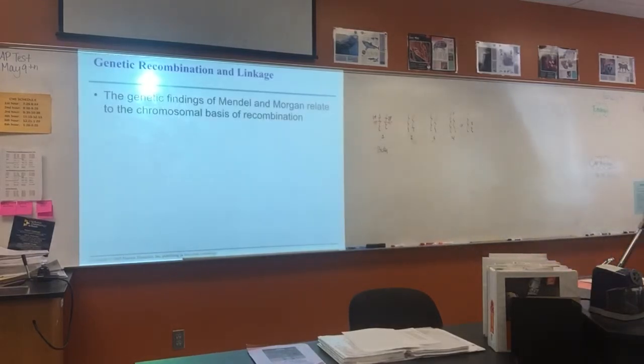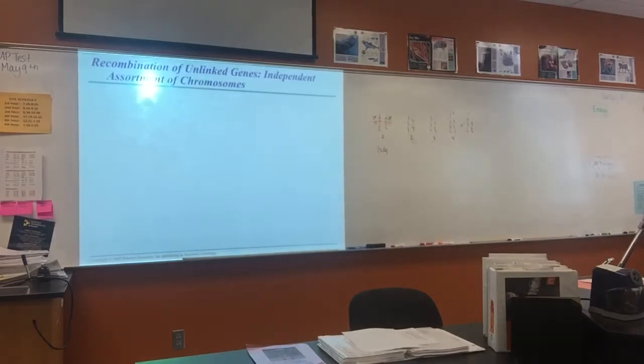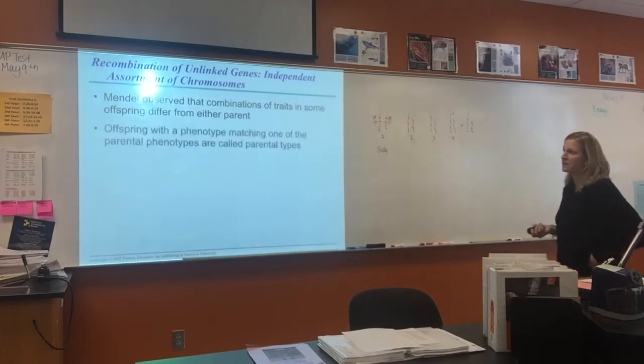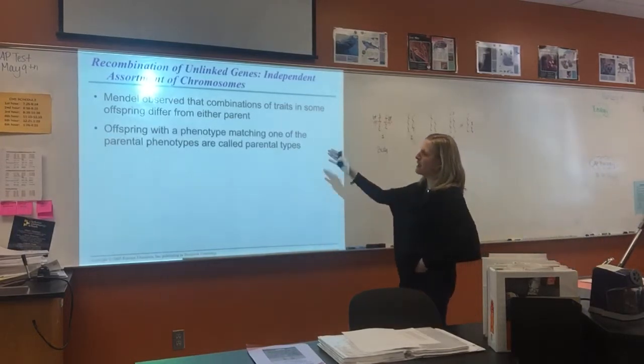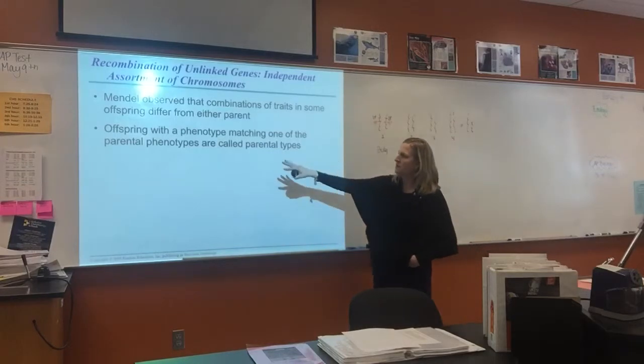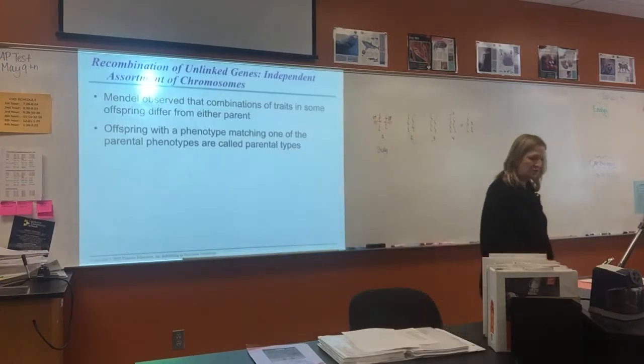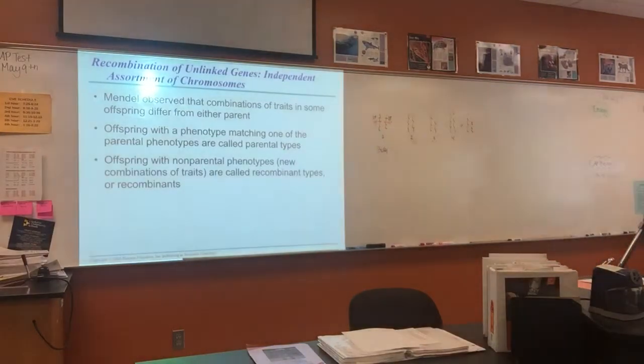So the genetic findings of Morgan as well as Mendel have to do with the recombination of chromosomes. So unlinked genes, that's what Mendel did. So when we did all the crosses with Mendel, the round and wrinkled and yellow and green and purple and white flowers, those were unlinked genes. And with Mendel's experiments, he saw some offspring that differ from either parent. And then he saw some with the phenotype matching some of the parents. So the parental phenotypes are called parental types, the ones that match the parents. The ones that are different than the parents are called recombinant types, or sometimes shorthand are called recombinants.